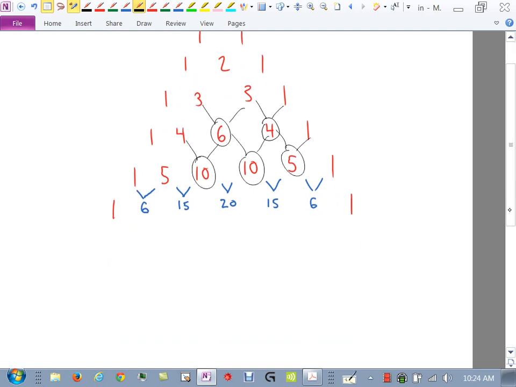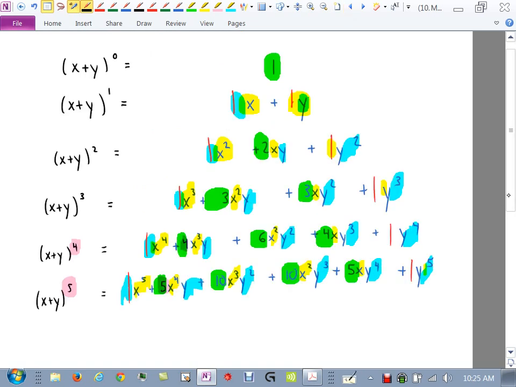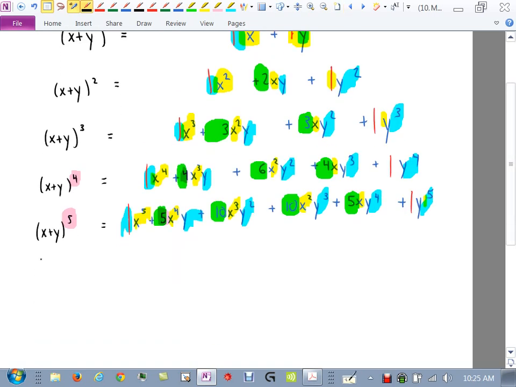So you could keep constructing this triangle. What would the next row look like? 1's on the outside, then what? 7, 21, 35, 35, 21, 7, and then 1, right? Go with me? So watch this. Where were we? Where did we stop? Back on Pascal's triangle, right here. I stopped at x plus y to the 5th.